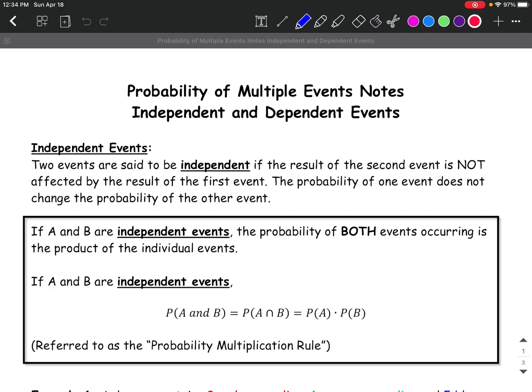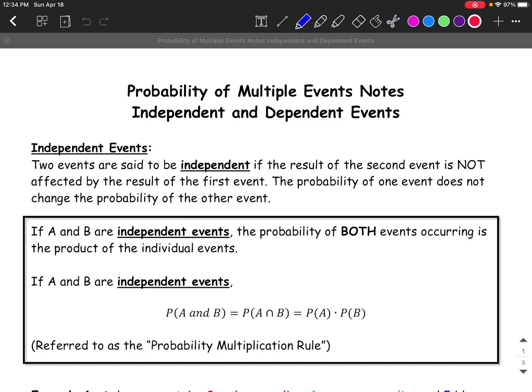Hi guys. Okay, so today we're going to look at the probability of multiple events. So doing one thing and then having something else happen. And there are two types of things that can happen. We can have events that are independent and events that are dependent. So we're going to talk about those.